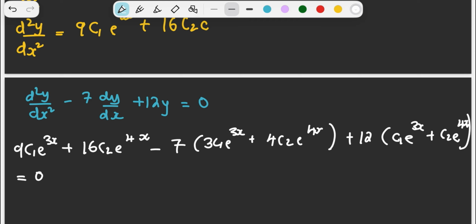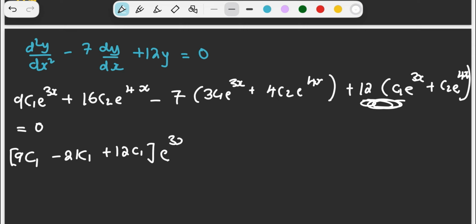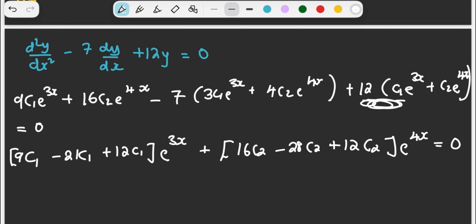And you can basically expand, right? So I have 9c1, and this is 3 times 7, so that's minus 21c1, then plus 12c1, all of that times e^(3x). Then we look at the other one: that's 16c2 minus 28c2 plus 12c2, times e^(4x). That must be equal to 0.